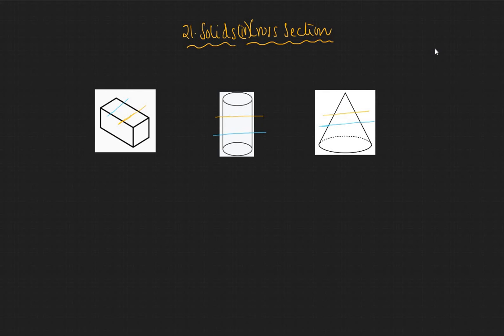Here's the fourth video in the series of videos on solids. In this video, we look at cross-section. A cross-section is a cut which is made through the solid, and it is perpendicular to the length.